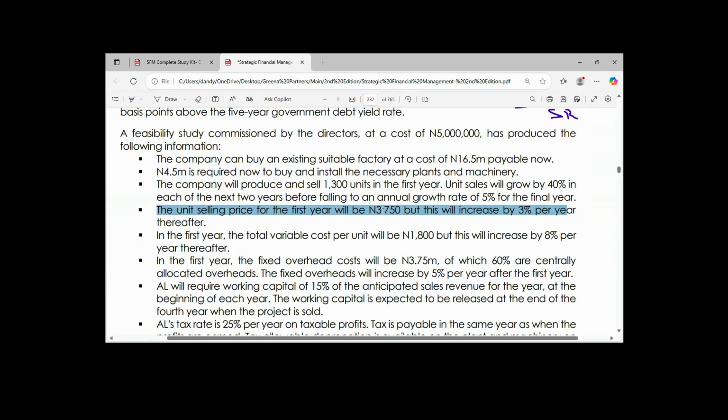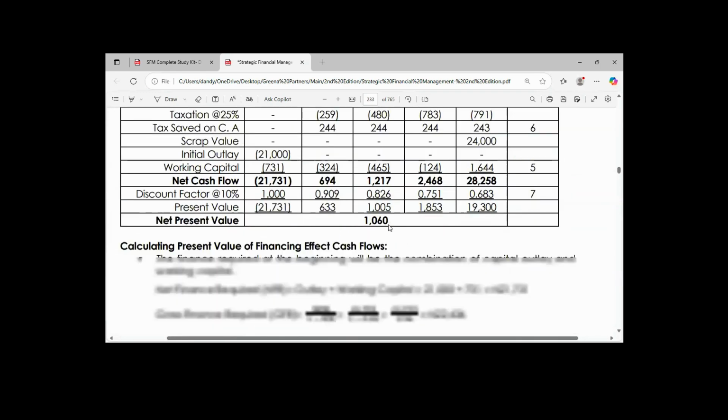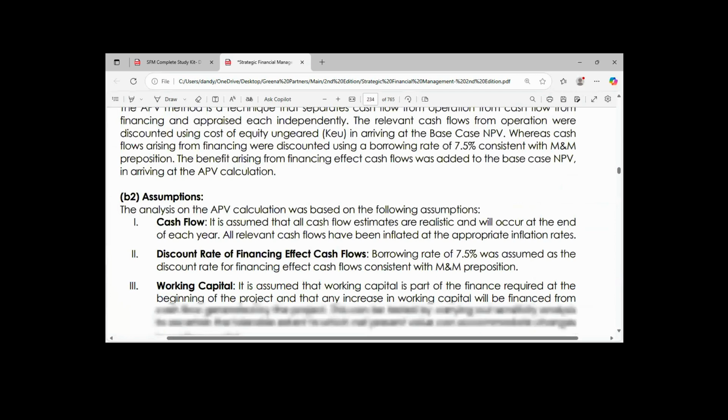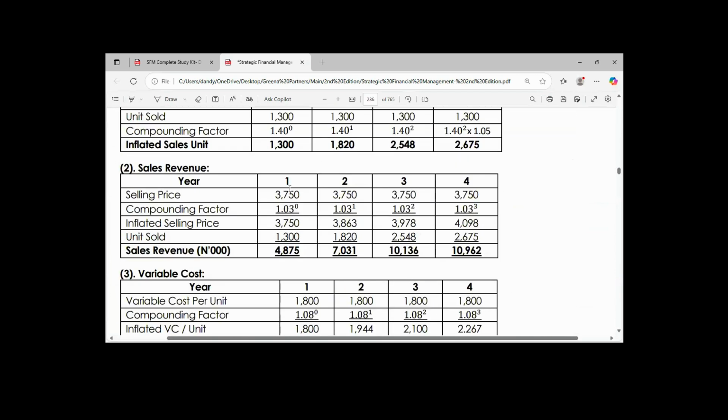You are given the first year price. Since you are given the first year price, inflation should start from year 2, because you don't inflate the first year price. You are told that the inflation rate is 3%, therefore first year selling price is 3750, then you multiply with 1.03. Let me show you. Now, the first year selling price is 3750.